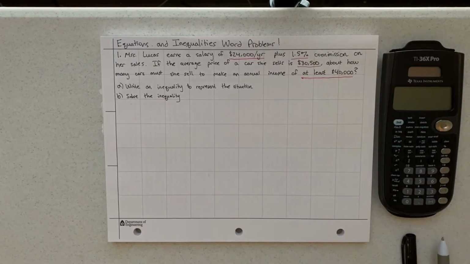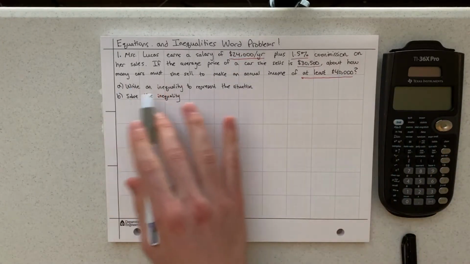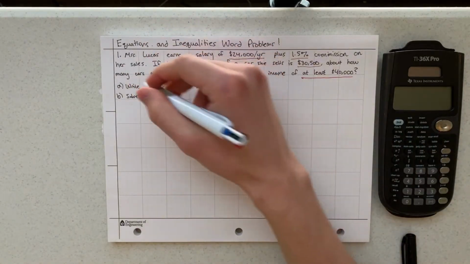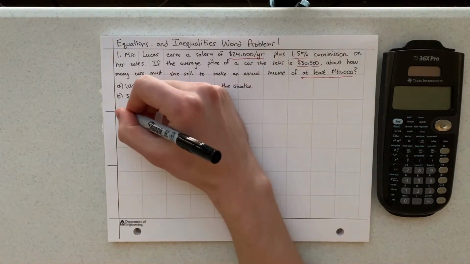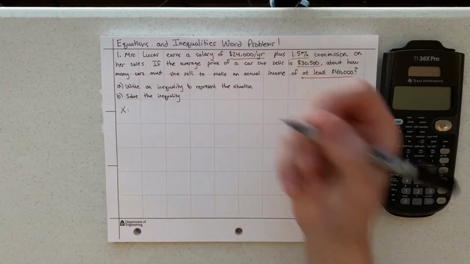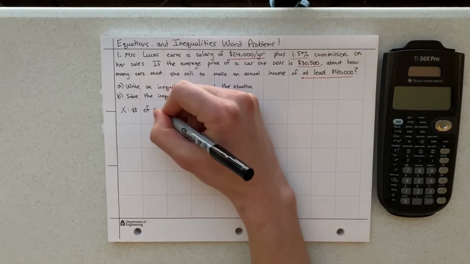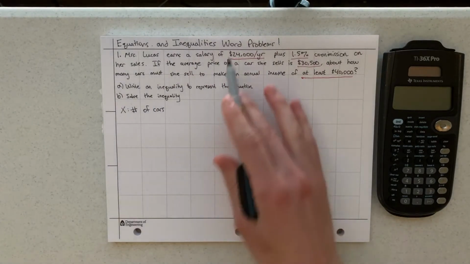So next we want to find out what are we solving for here. So we can see that we want to know how many cars she has to sell in order to make $40,000. So cars, or number of cars, is what we're solving for. So first we indicate what is our x. So our x is number of cars. So now we can take a look at our values here.